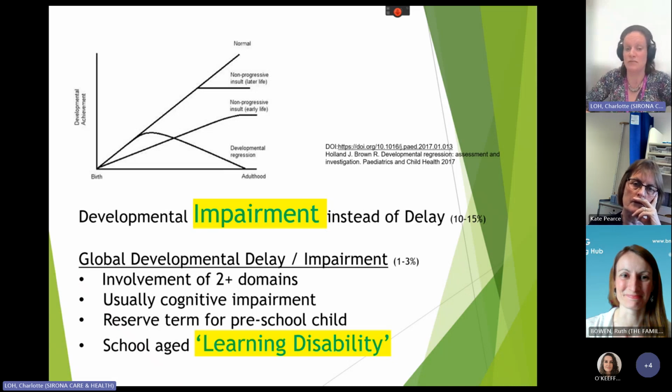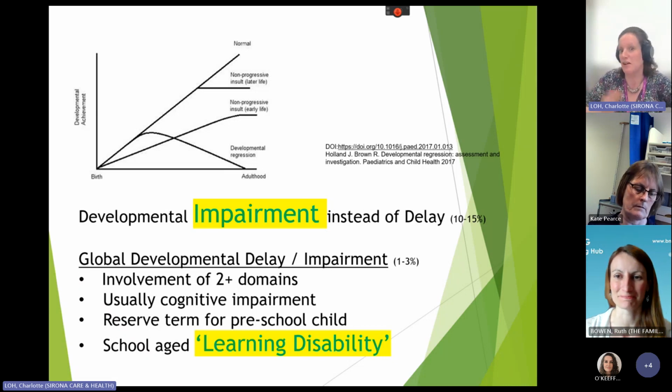I've got a child with cerebral palsy on my caseload who's not got cognitive impairment, but his cerebral palsy is less severe than what the severe disability usually is associated with the cognitive impairment. So you're right, there's always going to be exceptions to the rule.